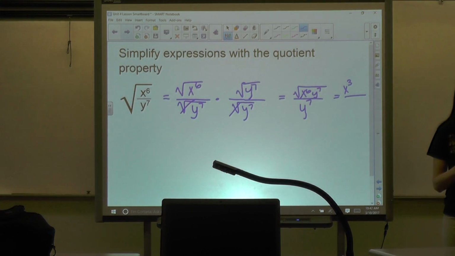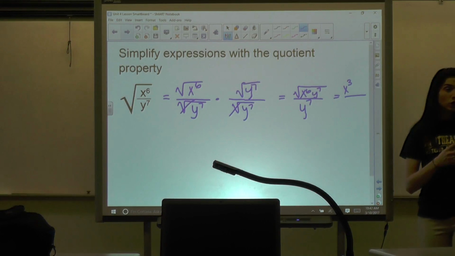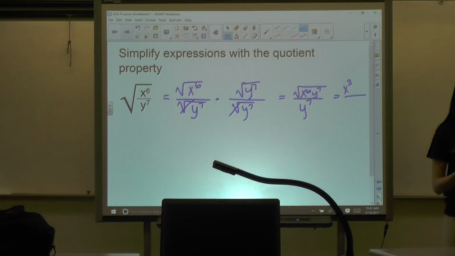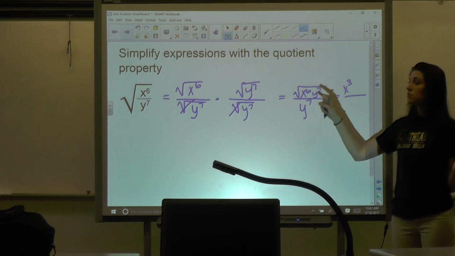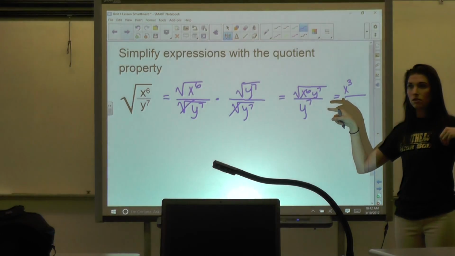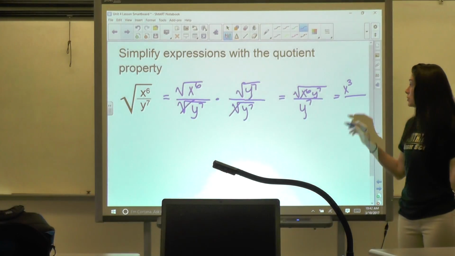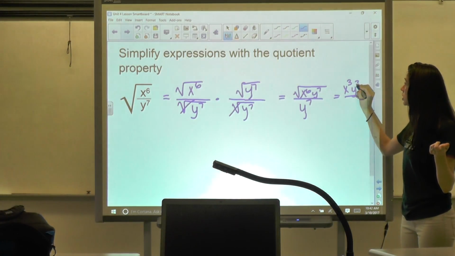Where do you get 2 from? Because it's a square root, so that's an imaginary 2. Wait, huh? The y to the 7 is not going to go away. You are going to divide. So how many times will 2 go into 7? 3 times. So I'm going to bring out a y cubed.